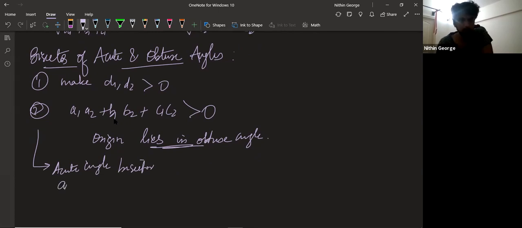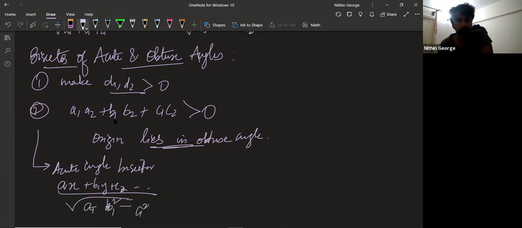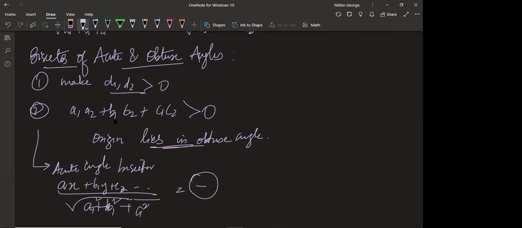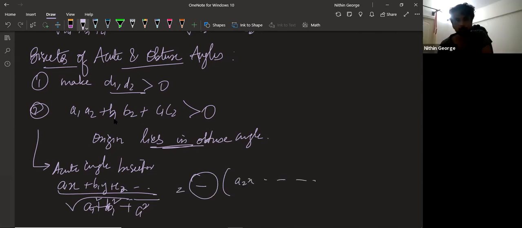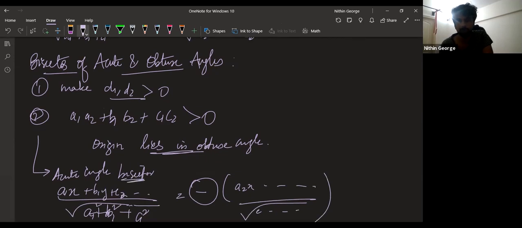is given when you make d1 d2 greater than 0 first, then a1x plus b1y, like you know the rest, right? Divided by root of a1 square plus b1 square plus c1 square, equal to minus of a2x, and you know the rest. So acute angle bisector will be with the negative sign. So there was plus or minus, right? One will be the acute angle bisector, the other will be the obtuse angle bisector. So acute angle bisector, when this is greater than 0, will be the negative sign.